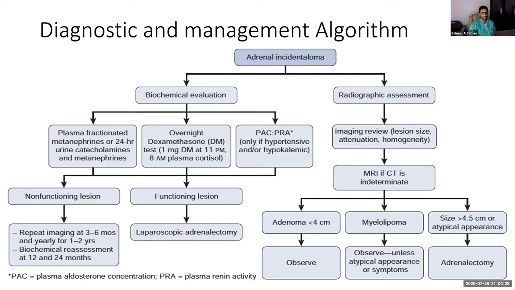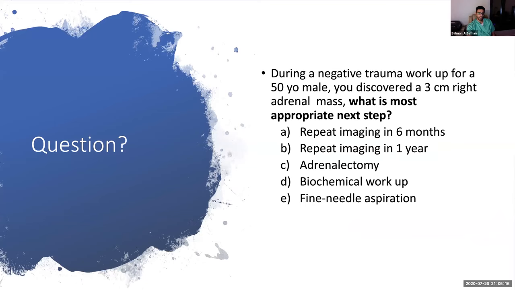Okay, if the patient has a functional lesion, then the decision is easy. Preoperative consideration depends on what hormone is produced, and the patient will have an adrenalectomy. If the patient has a non-functional lesion, then you repeat the imaging if it's less than 4 centimeters, at 3 to 6 months, and then yearly for 1 to 2 years. You also want to repeat the biochemical workup, and the radiological assessment as well, which we briefly discussed earlier. Those questions we already went through.